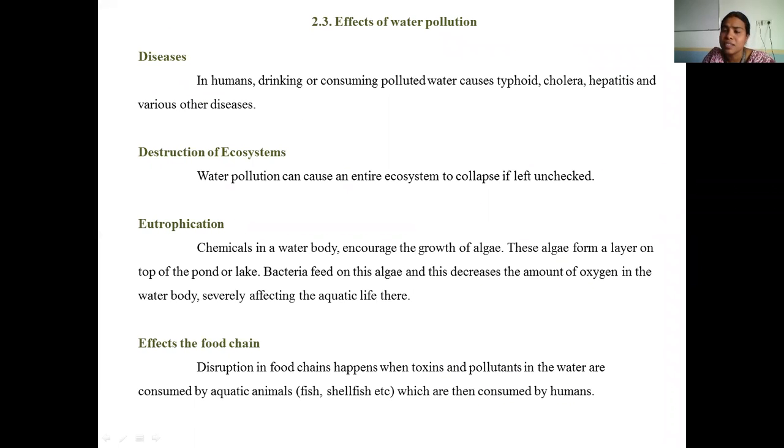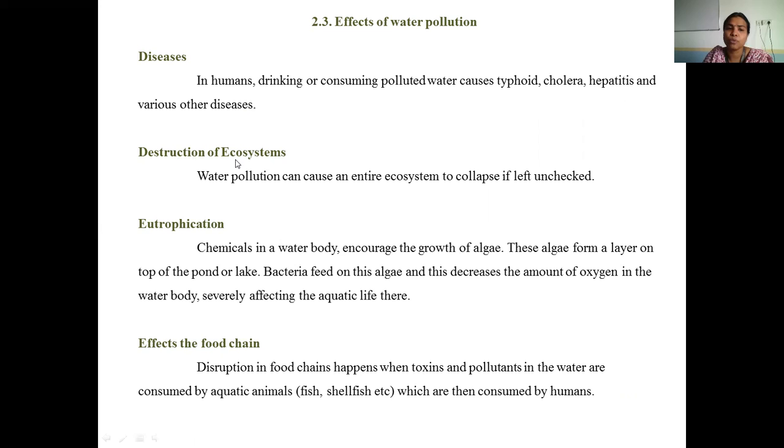So the first one is disease outbreak, because if the water is consumed by any living being, first, it causes disease outbreak in humans. If they are using polluted water for drinking purposes or any other purpose, if they intake it, it causes typhoid, cholera, hepatitis and various other diseases, because the water got polluted. It is accumulating more toxic substances, especially microorganisms.